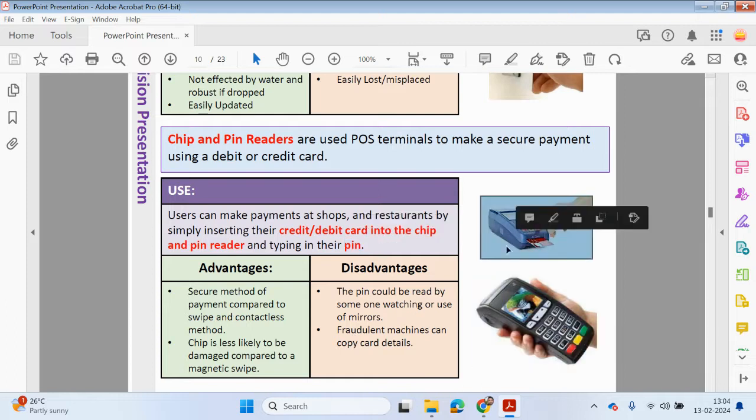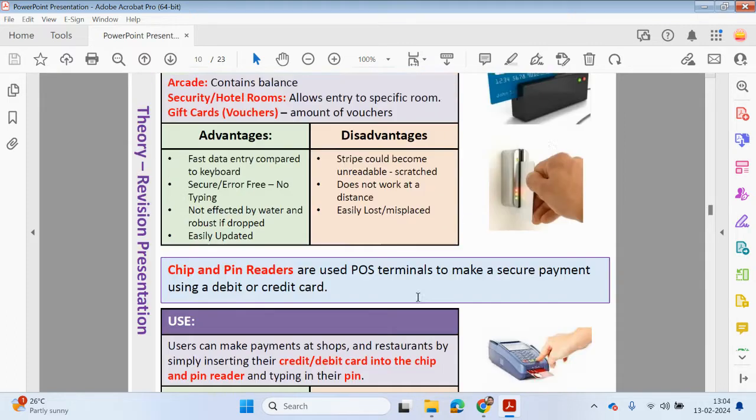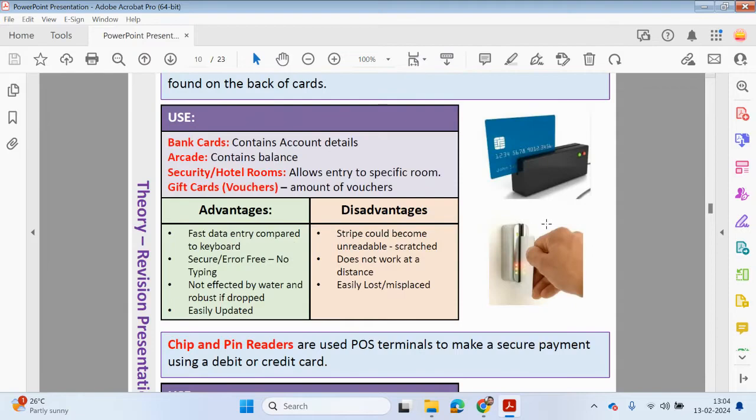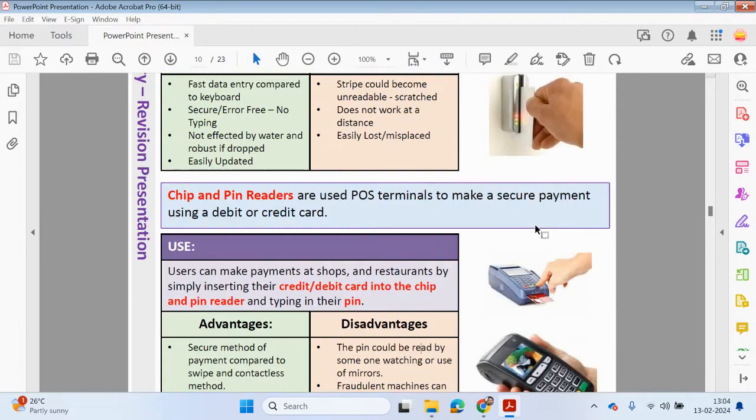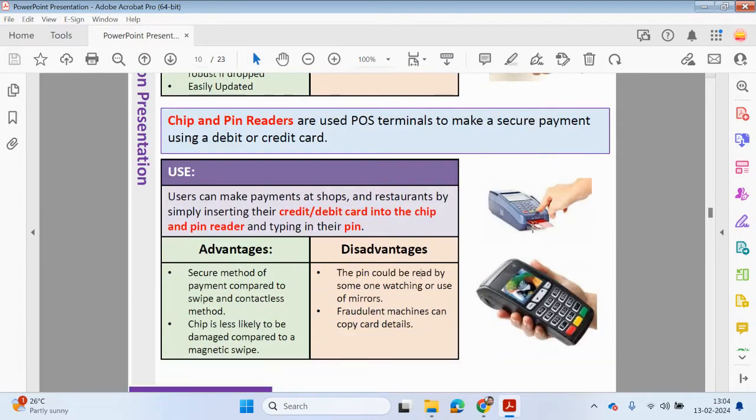So obviously this is a lot more secure than just swiping in your card and writing a signature on a receipt. A 4-digit PIN is required. So if someone was to find your card, they can't simply use it in a shop without knowing a 4-digit PIN.